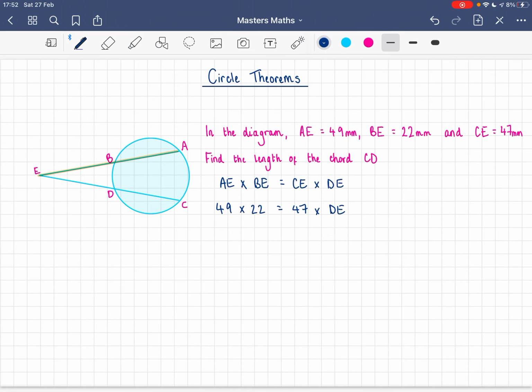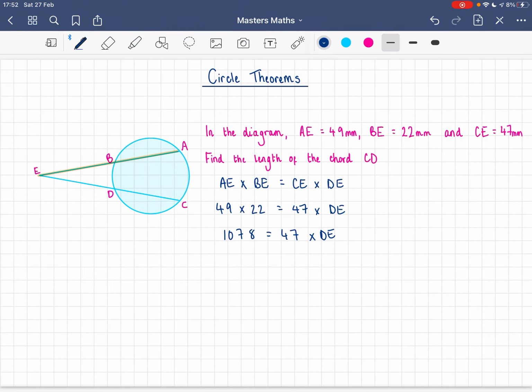Just trying to find my calculator because I can't do this one in my head. I should have had it ready. There it is. Okay. So let's just work some of this out. 49 times by 22 is 1078, is equal to 47 times DE. We want DE on its own, so we're going to divide that 47 over to the other side.